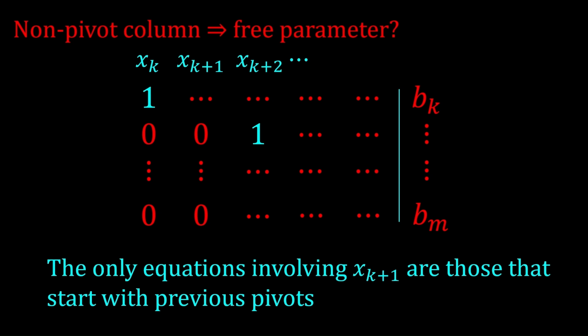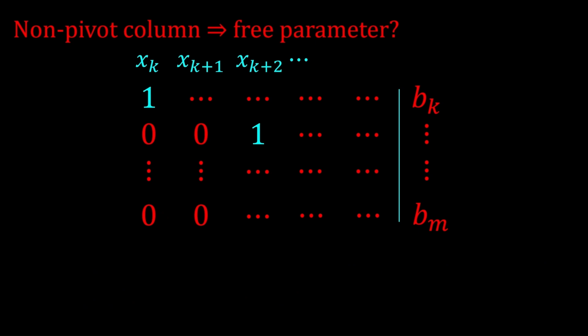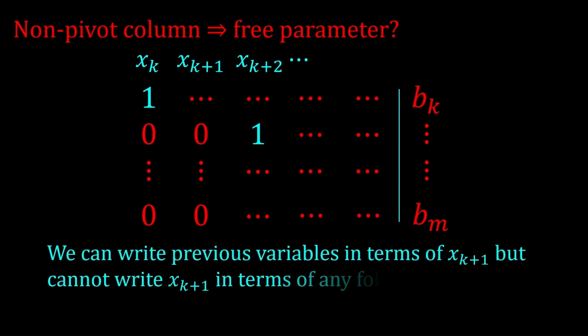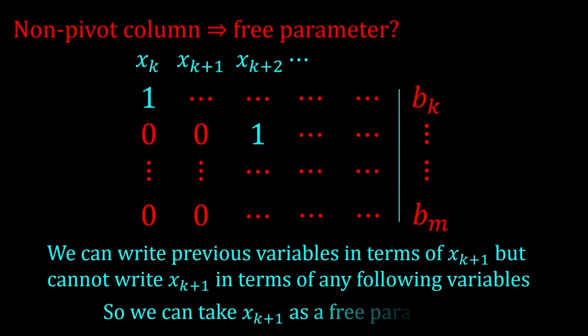So as long as x_{k+1}, if we fix it to be anything, the previous variables are basically determined, at least for x_{k+1}. But x_{k+1}, we can't write it in terms of any following variables. Nothing pins it down and says x_{k+1} has to have this restriction. So I think we can take x_{k+1} to be any number, and then the previous variables are determined in terms of it, and it works. There are definitely infinite solutions in this case.